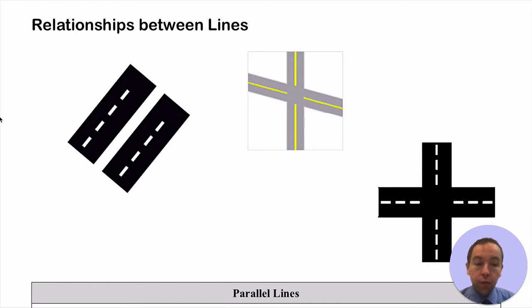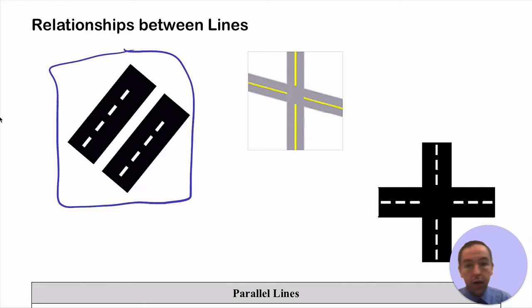These different types of roads can really help us understand some of the relationships we're going to see between lines. So in one case right here, you can see that we've got a pair of roads that are running exactly in the same direction as one another. And so whenever we have lines that go as such, we denote them as parallel.